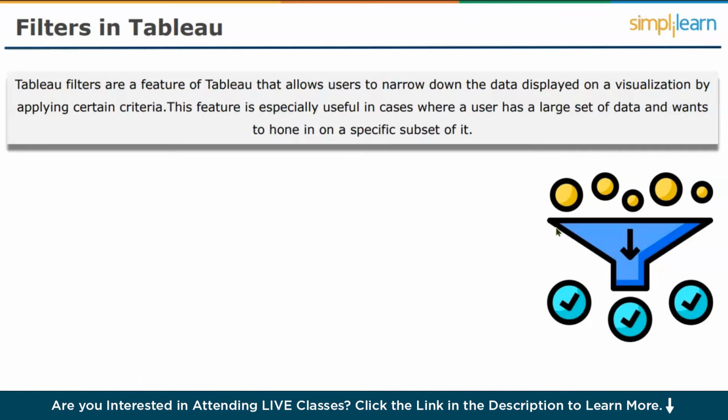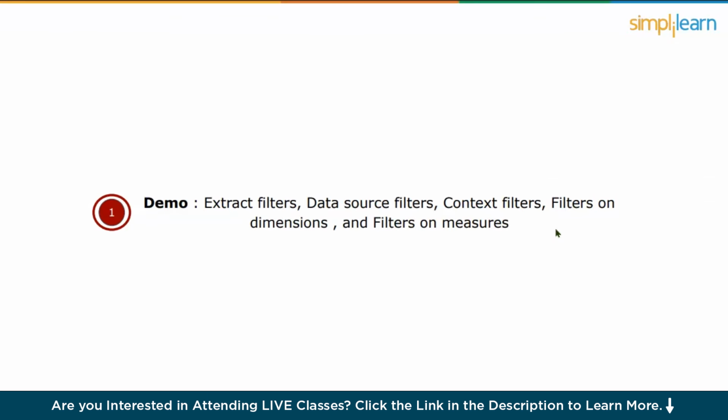Let's talk about filters in Tableau. Filters in Tableau allow us to narrow down the data we are analyzing by focusing only on a specific subset. Imagine you're analyzing a sales data set and you want to view your data only for one region or a particular time frame. This is where filters come in. Different types of filters: extract filters, data source filters, context filters, and filters applied on dimensions and measures. Let's see these filters one by one.